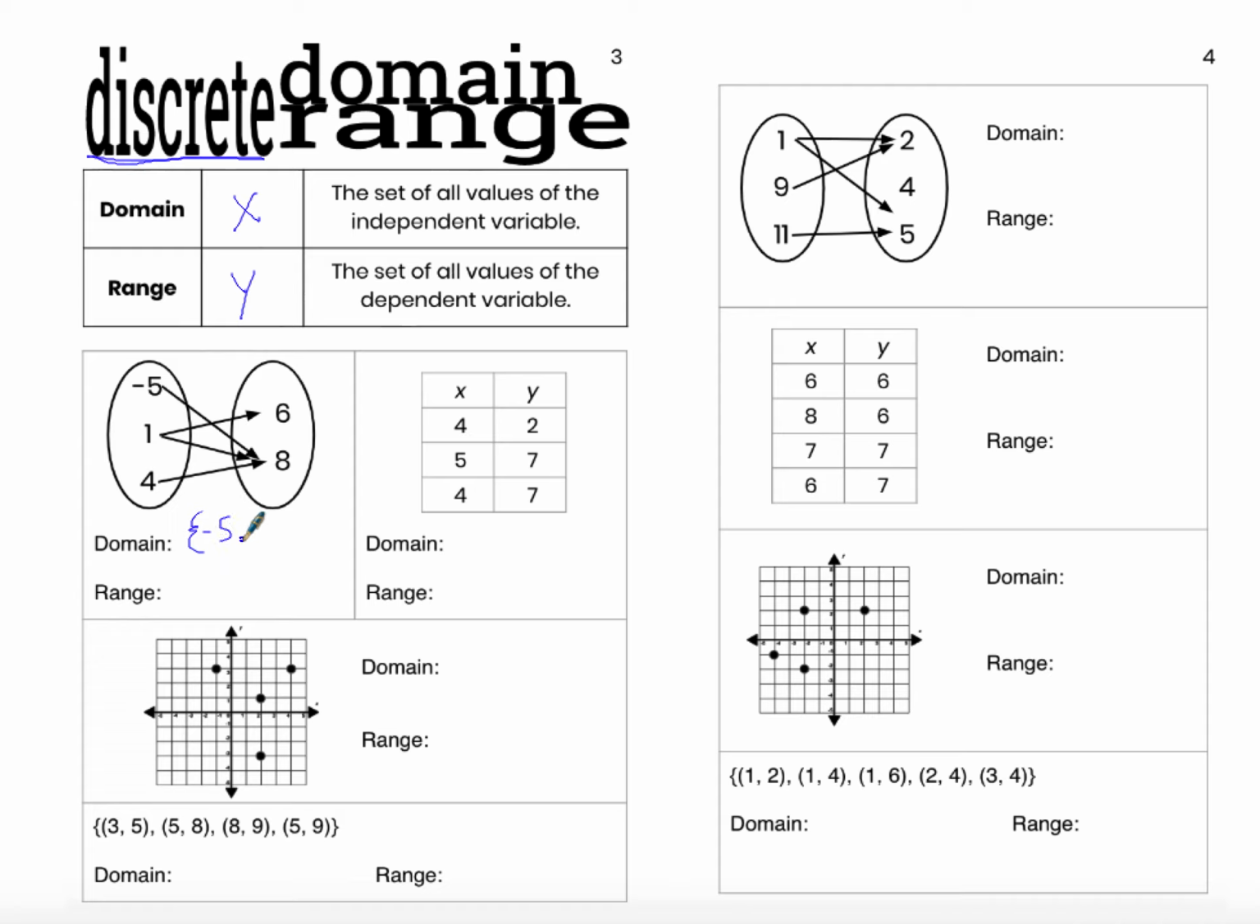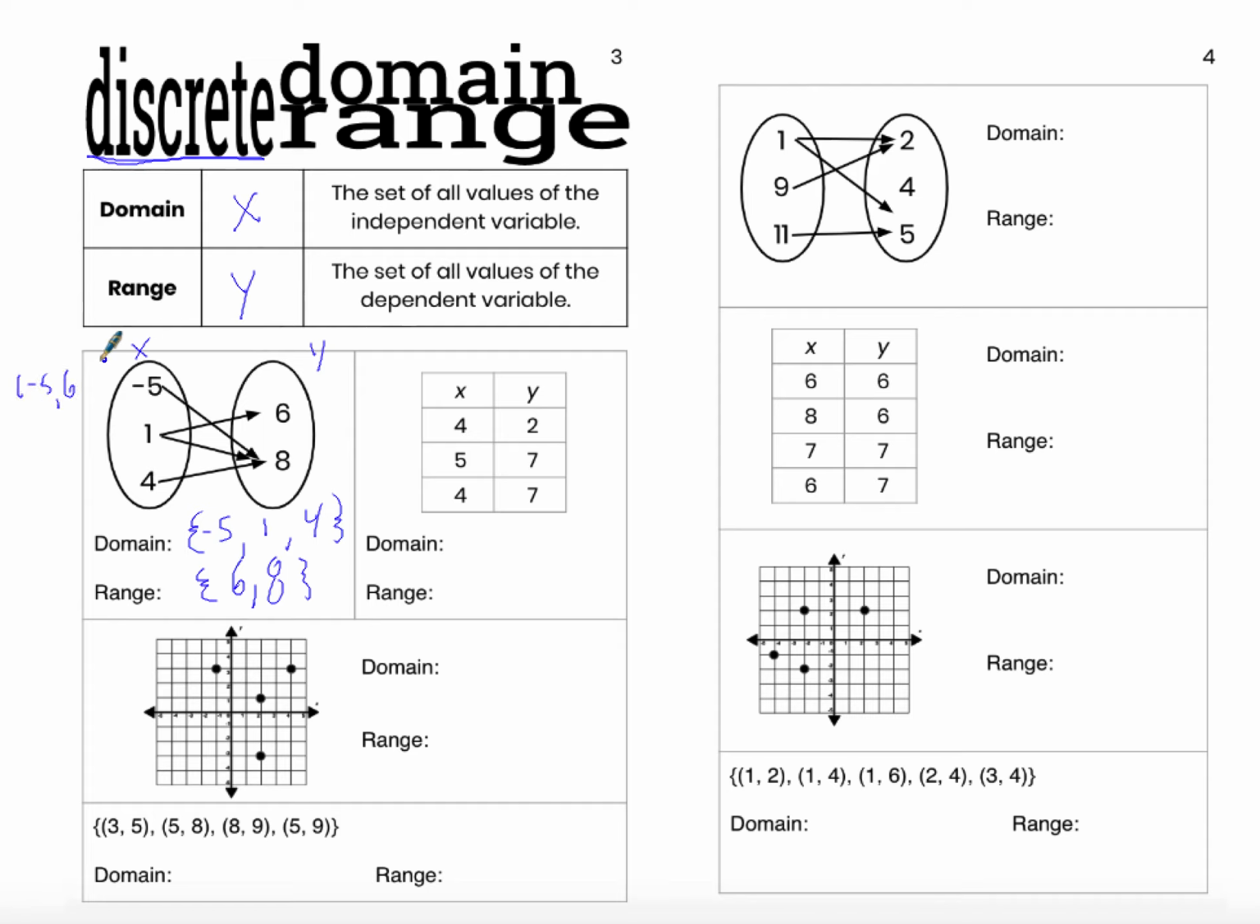So for this mapping, my domain is the values that x can take on. X can be -5, 1, or 4. It's really easy to write the domain from a map because it's just listed in that left oval. Sometimes it's a rectangle. The range is just the list of all the possible y values, in this case 6 and 8.